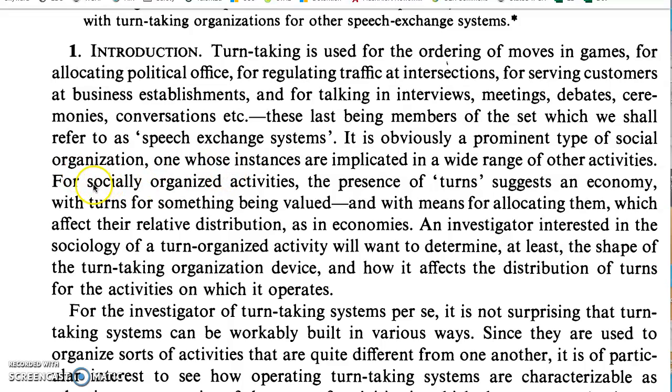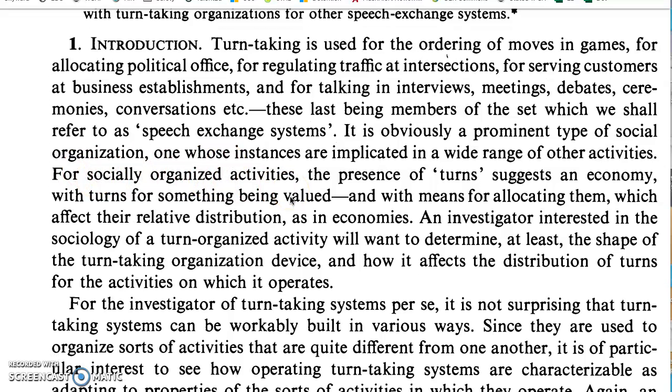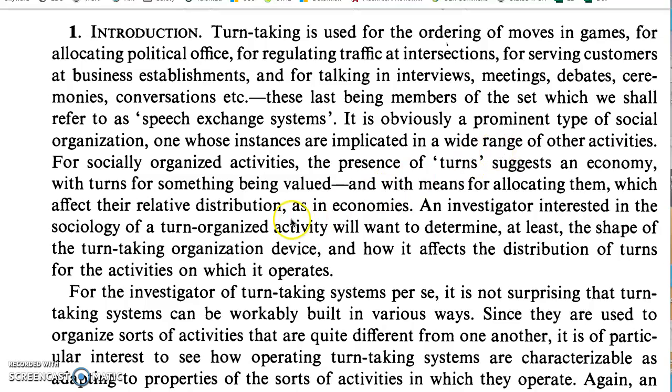It continues, for socially organized activities, the presence of turns suggests an economy, with terms for something being valued and with means for allocating them, which affect their relative distribution in its economy. So in the same way that money is one form of an economy.